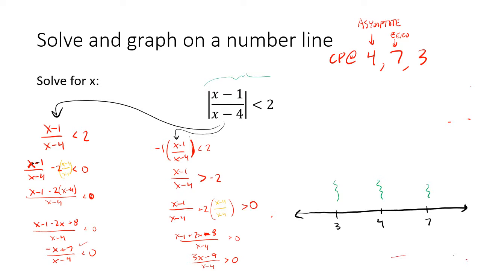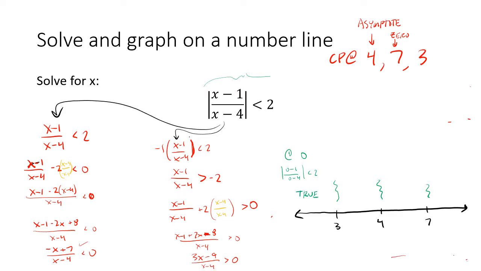So let's plug in this region here, let's plug in 0. If we plug in 0, we'll have 0 minus 1 divided by 0 minus 4, absolute value, is that less than 2? So negative 1 divided by negative 4 is positive 1/4. The absolute value of positive 1/4 is 1/4. Is that less than 2? It is, right? So this is true over here.